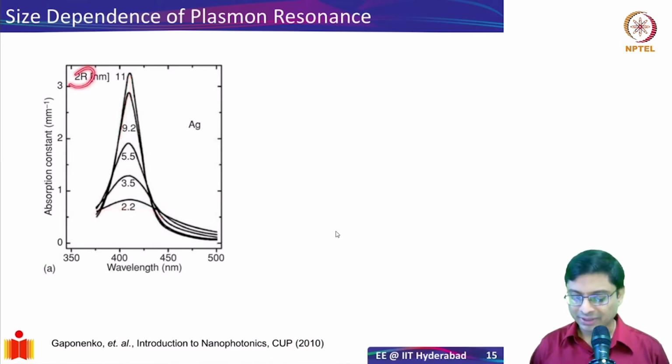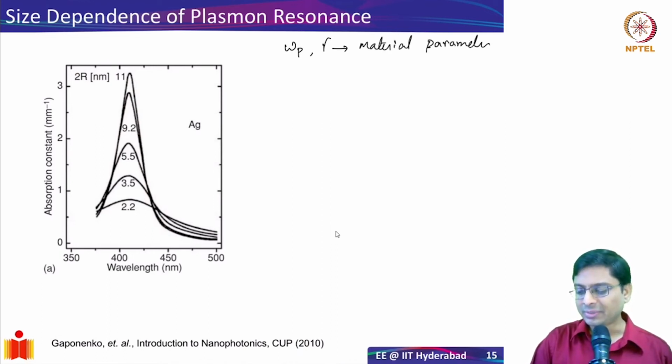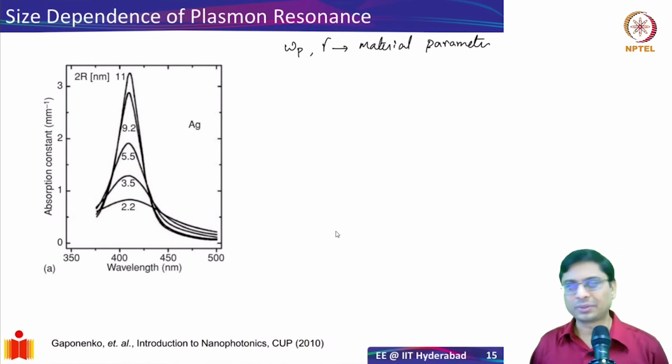So for example, this is 2R, the diameter, initially 9.2 down to 2.2. As you reduce the size, you see that the absorption is becoming broader. Why does that happen? Well, so far when we considered the metal properties, we talked of omega p and gamma. Gamma was a loss parameter, right? These are material parameters. And depending on the metal, we know what it is, right?